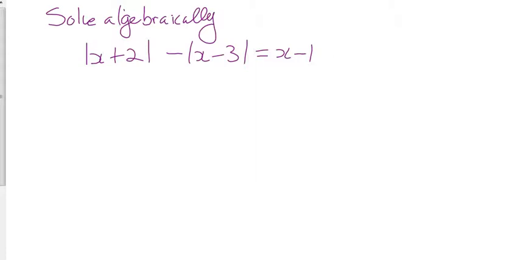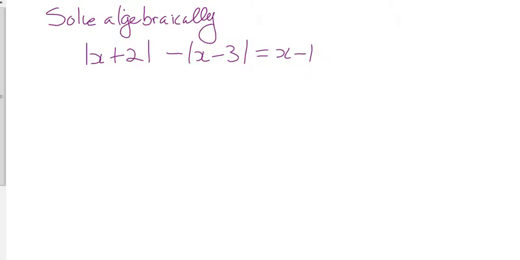Okay, so how many possibilities do we have here that we have to examine? 4. Very good. What are the 4 possibilities? Plus or minus x plus 2 or plus or minus x minus 3. Yeah, so we have a positive x plus 2 with a positive x minus 3.